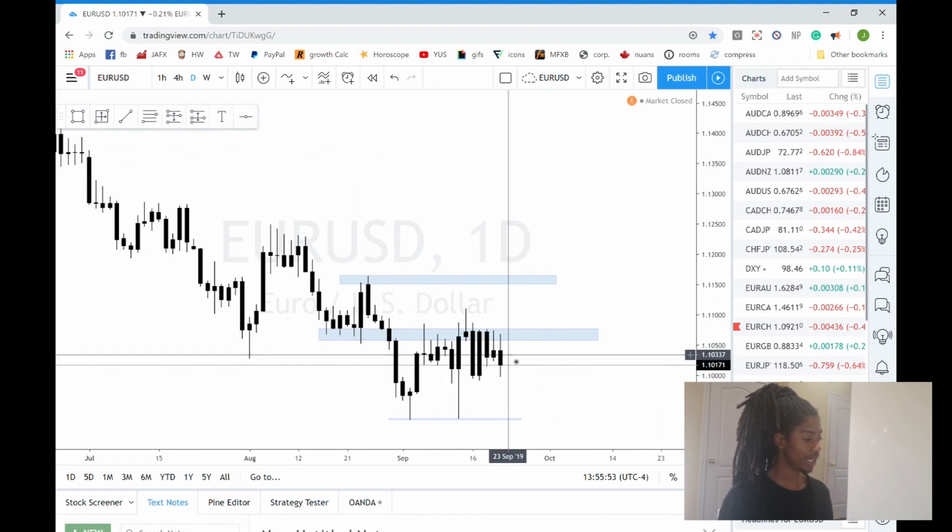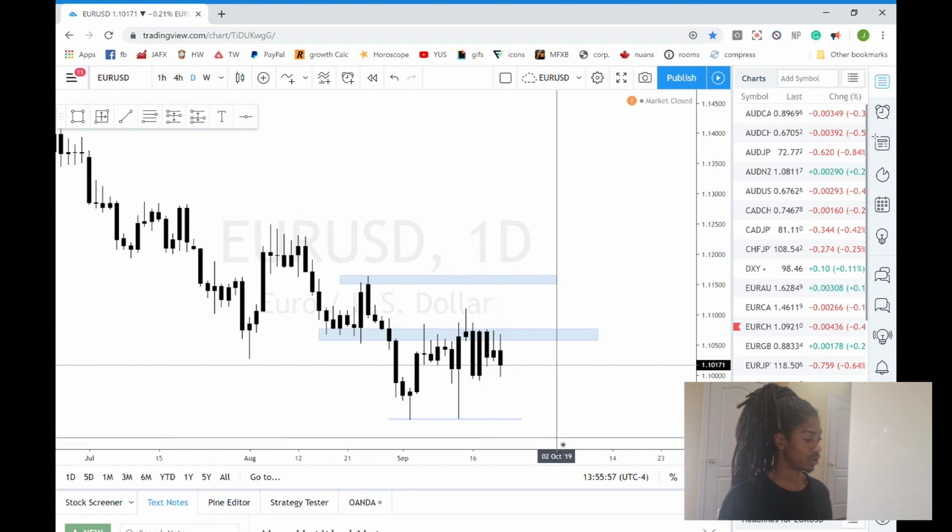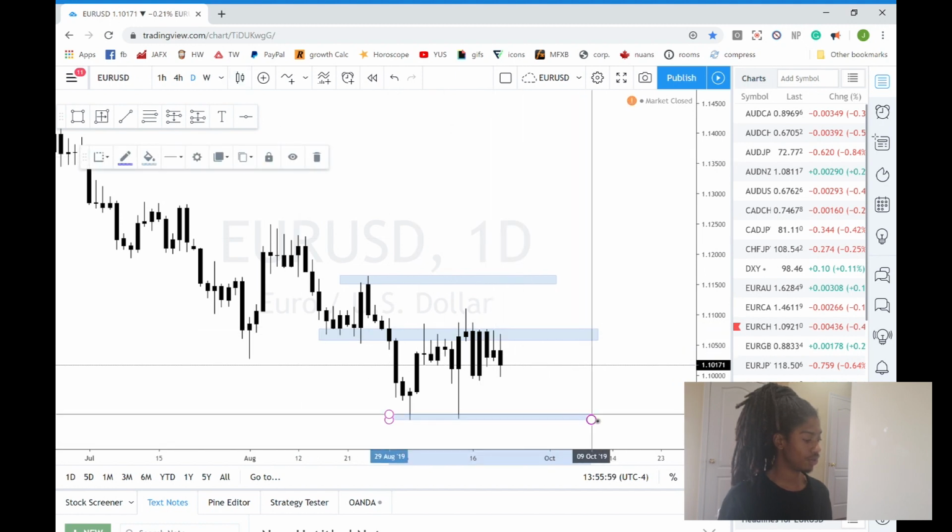So price still remains below this resistance area, and that being said, we expect those new lows. First of all, price should come back to this support area, first target. Second target will be new lows.